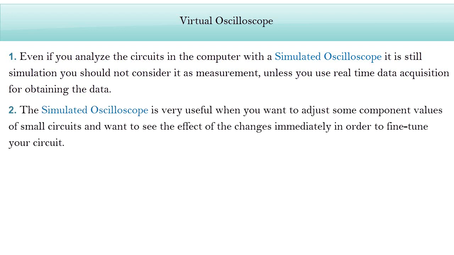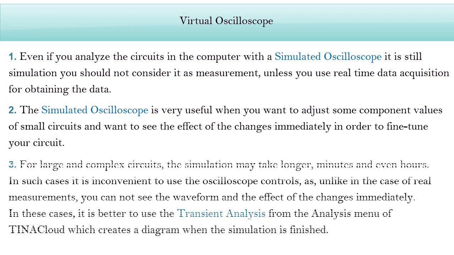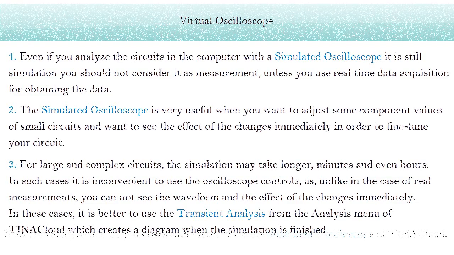The simulated oscilloscope is very useful when you want to adjust some component values of small circuits and want to see the effect of the changes immediately in order to fine-tune your circuit. For large and complex circuits, the simulation may take longer, minutes, and even hours. In such cases, it is inconvenient to use the oscilloscope controls, as unlike in the case of real measurements, you cannot see the waveform and the effect of the changes immediately. In these cases, it is better to use the transient analysis from the analysis menu of TINACloud, which creates a diagram when the simulation is finished.